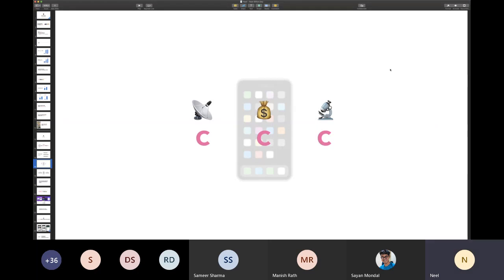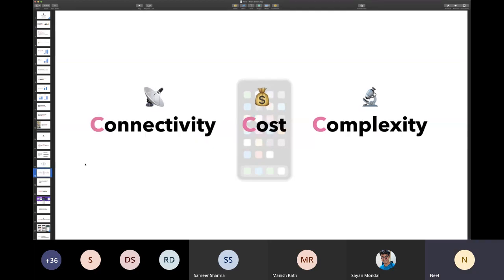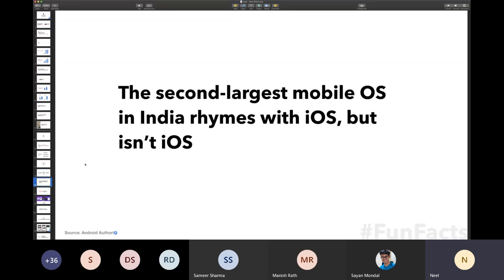So this brings us to the three C's, which are the three principles of any mobile experience, especially pertaining to the next billion market, especially emphasizing on India. These three are connectivity, cost, and complexity. And we'll discuss each of them.